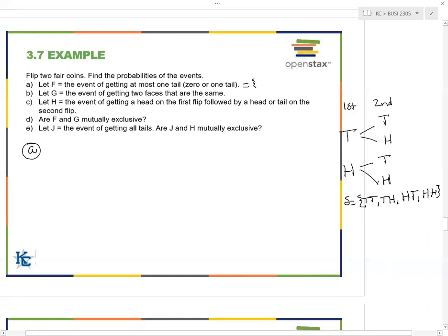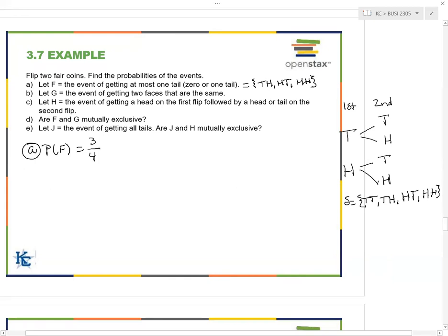So it's easy to find the probability, right? So what is in F? At most one tail, which means it has 0 tails or 1 tail. So you can get that by tails, heads, heads, tails, or heads, heads, right? So if we want to find the probability of F, we see that there are 3 possible outcomes over the total number of outcomes in our sample space, which is 4.